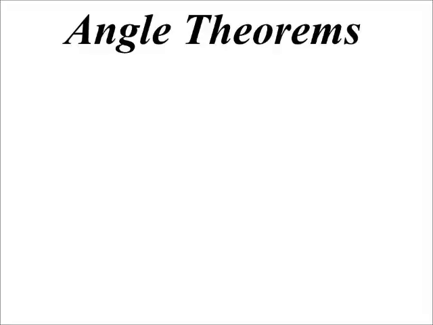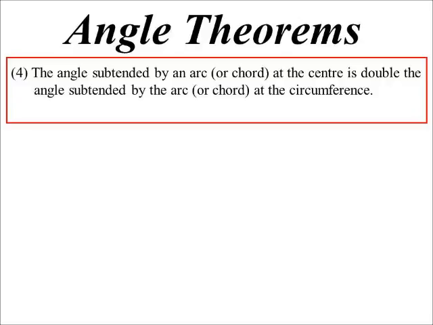So yesterday we looked at chord/arc theorems. Let's have a look at some of the angle theorems to start off with. And we talked about that yesterday when we were defining subtend. So there it is. The angle subtended by an arc, again you could insert the word chord there, at the centre is double the angle subtended by the arc at the circumference. It is better to say arc in this case than chord though.